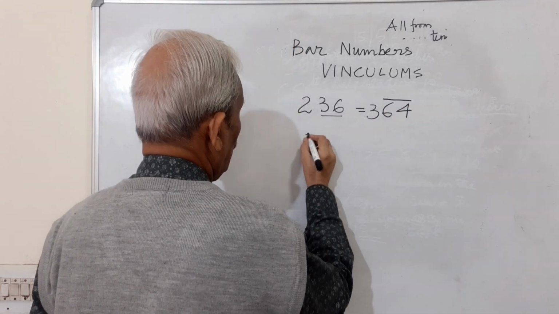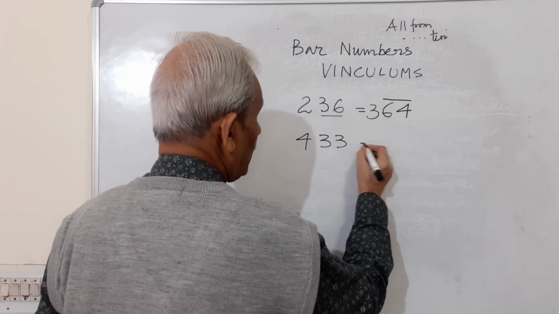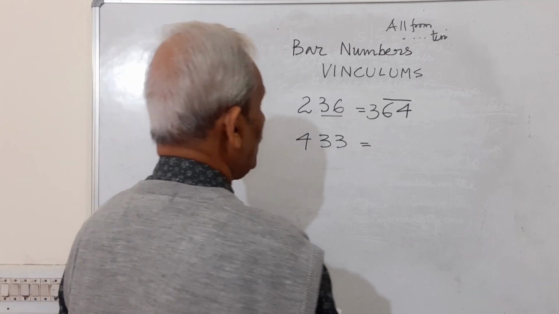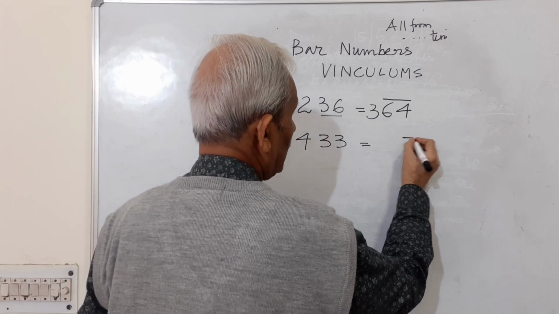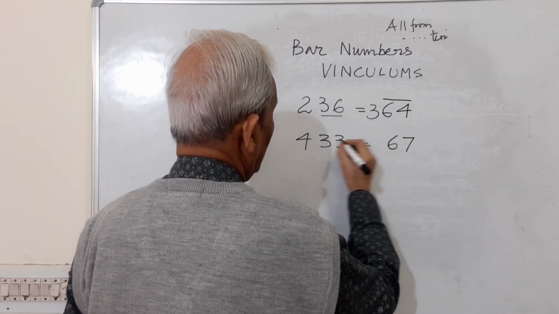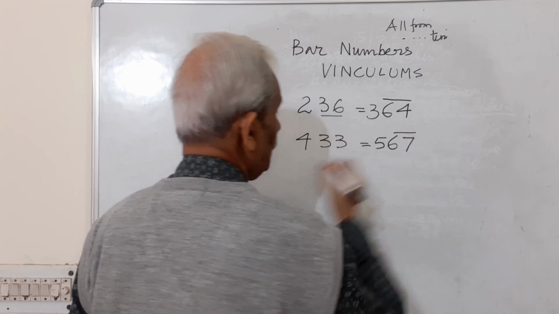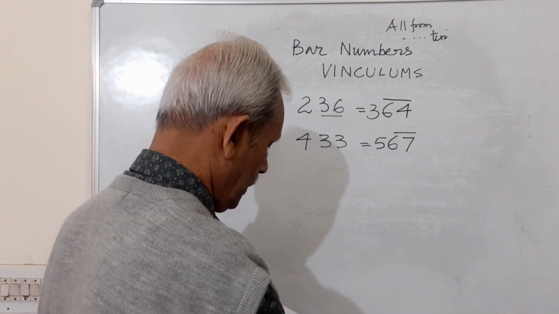Say for example 433. Convert both the digits into a vinculated number. So what will you do? 10 minus 3 is 7, 9 minus 3 is 6, and increase this 4 to make it 5. So 5, 6, 7. These two are bar numbers.